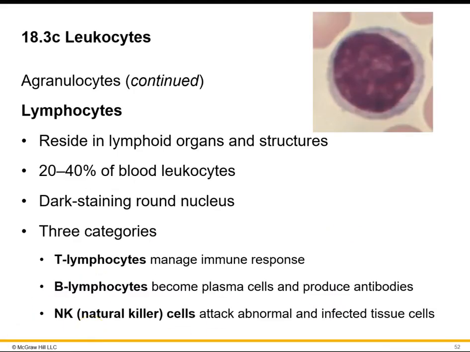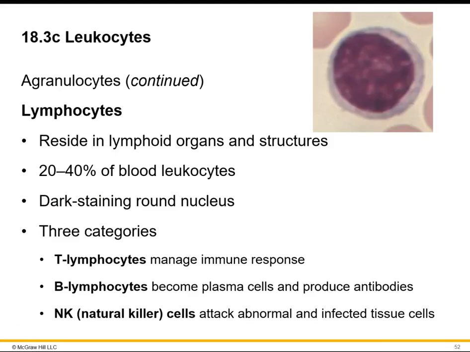All right, and then finally there are the lymphocytes. This is a type of agranulocyte that resides in lymphoid organs and tissues. The lymphocytes are the second most numerous white blood cells circulating in the blood. There's about 20 to 40% of the white blood cell count is lymphocytes. They have this big, round, dark staining nucleus and kind of a sliver or a crescent-shaped cytoplasm.